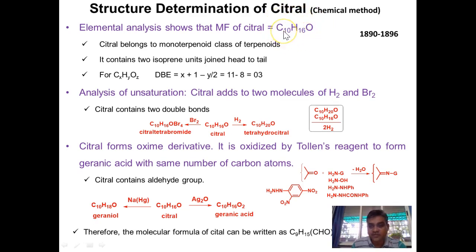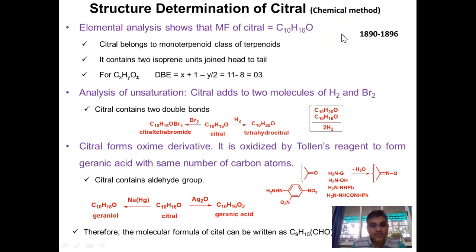It contains 10 carbon atoms. It means that it belongs to the class of monoterpenoid molecules. When it is a monoterpenoid, it means there are two isoprene units joined through head to tail linkage according to the isoprene rule. So we get a rough idea about the skeleton structure of citral from the molecular formula. That is 10 carbon atoms, which means two isoprene units are joined together.